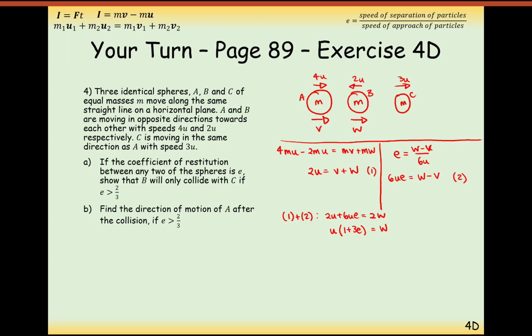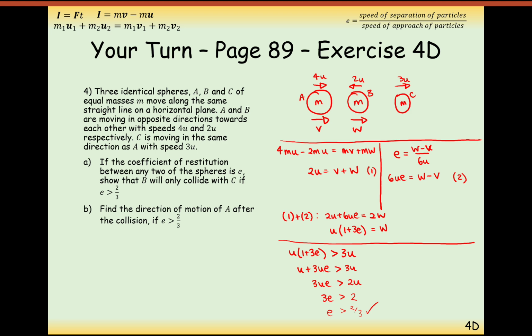Okay, so we now need to show that B will collide with C only if E is bigger than 2/3. So what I now need to do is set u brackets 1 plus 3e, which is the speed of w, to be greater than 3u for that collision to happen. So expand the brackets, take away one of the u's to the other side, divide by u, so it's now just 3e is bigger than 2, so now e is bigger than 2/3. Excellent, there we are, we've proved part A.